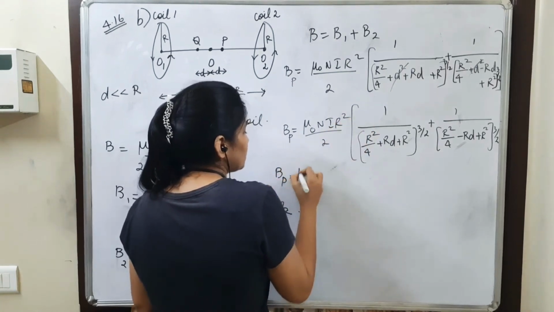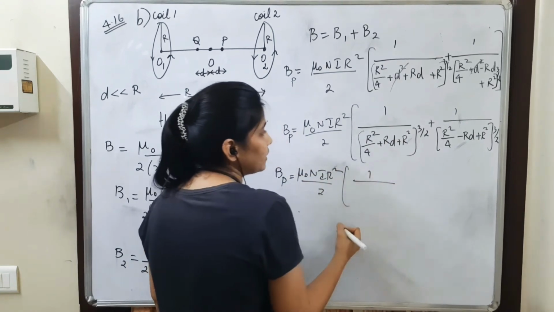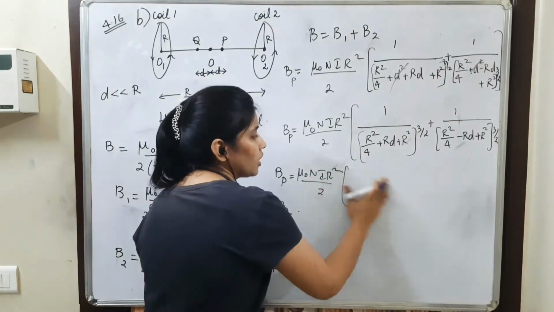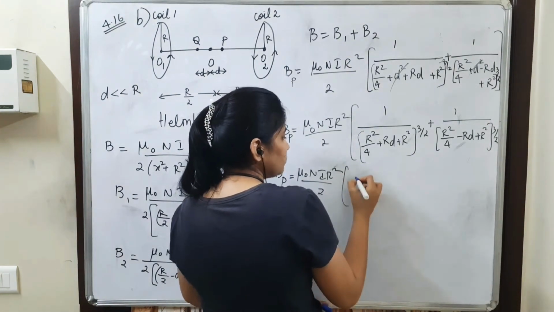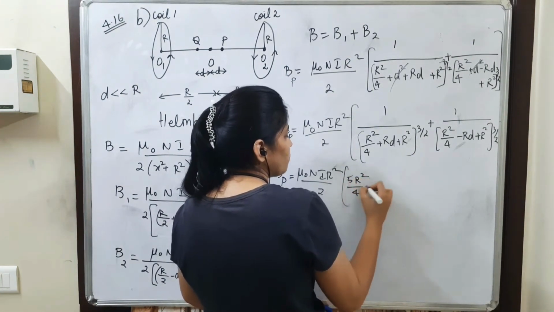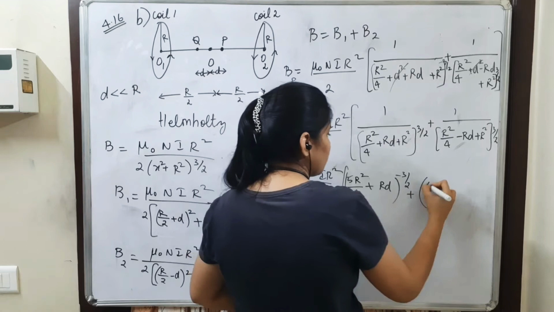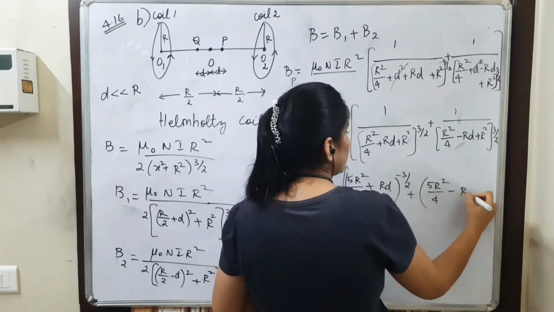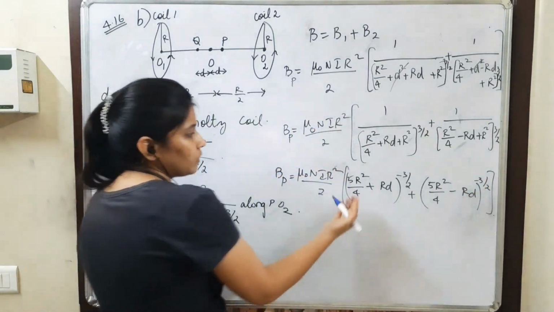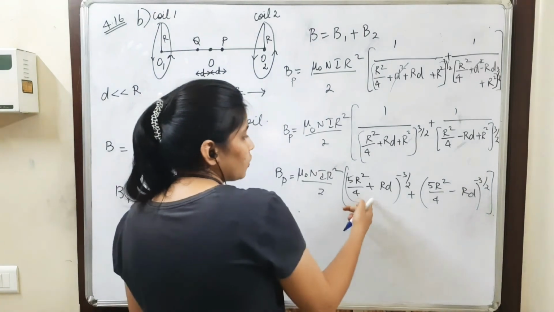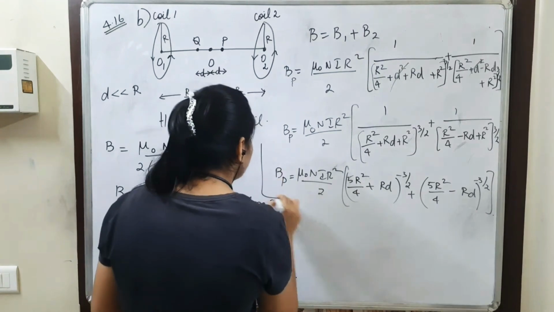So BP is equal to mu naught N I R square divided by 2 into 1 divided by, now let me take the reciprocal. So I'll change the power as minus 3 by 2. Okay, so I'll write 5R square by 4 plus RD the whole power minus 3 by 2, plus again the same thing, 5R square by 4 minus RD the whole power minus 3 by 2. Okay, so here we will take 5R square by 4 common out. When we take it common out, we will get a power minus 3 by 2 also there.